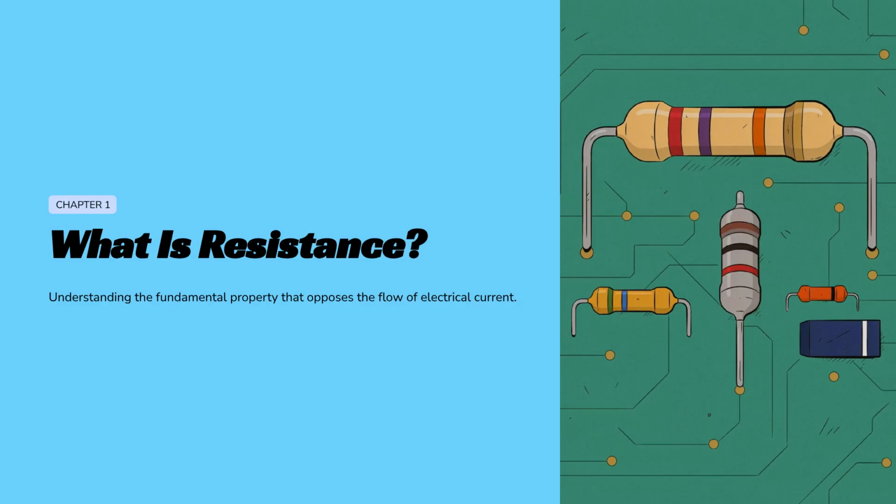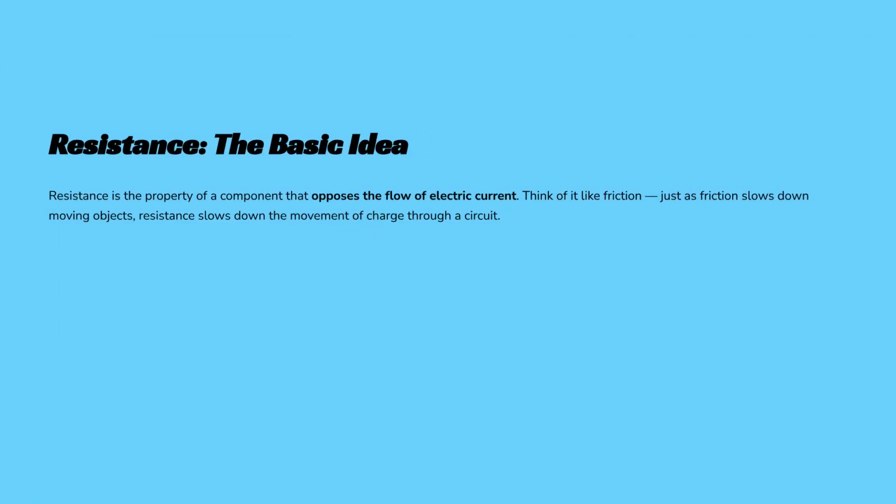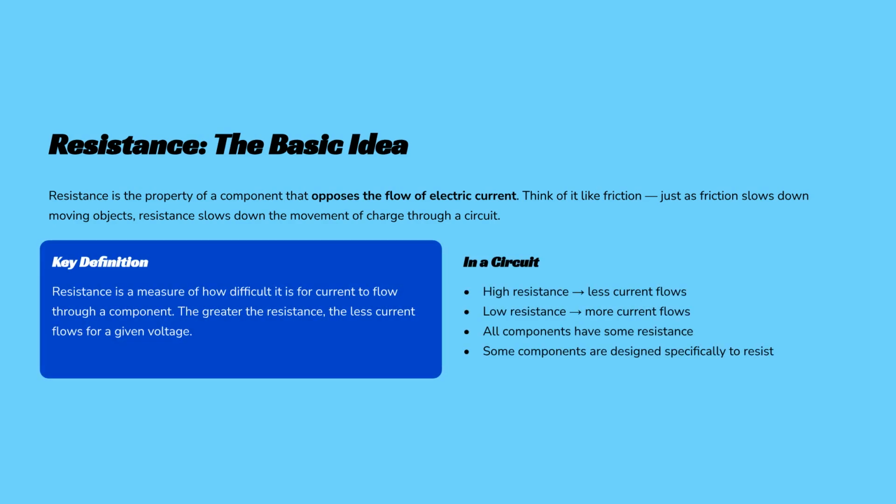What is resistance? At its core, resistance is a fundamental property of electrical components that opposes the flow of current. Think of resistance like friction. Just as friction slows down moving objects, resistance slows down the movement of charge in a circuit. Higher resistance means less current flows.